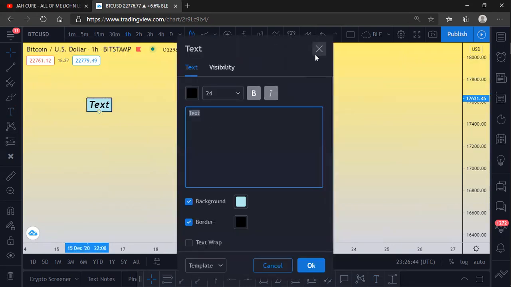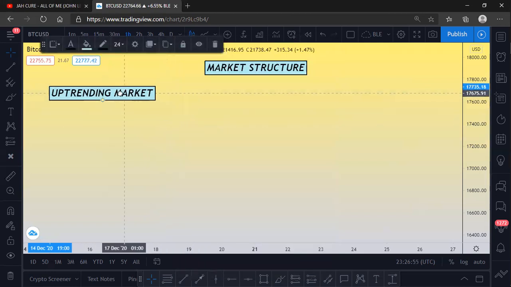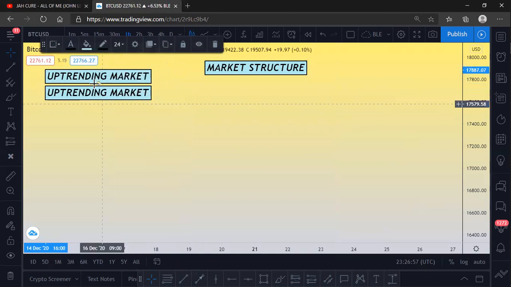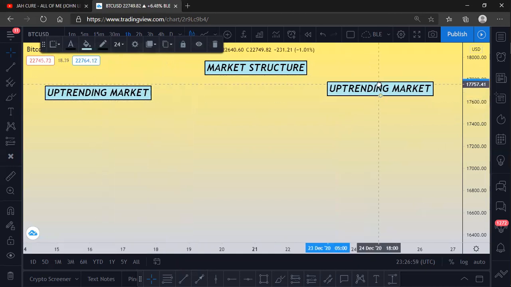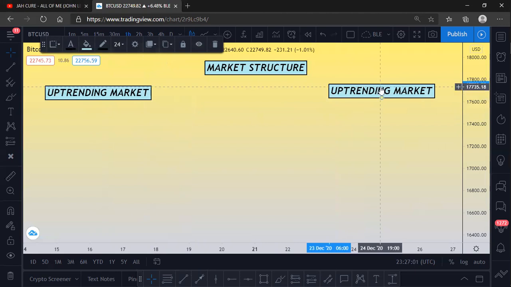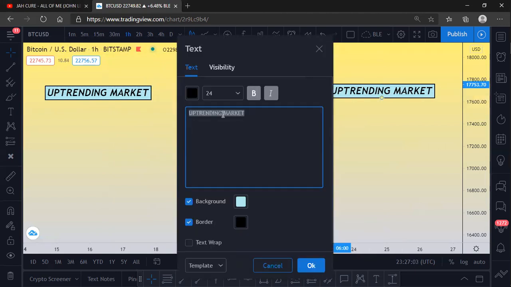Okay, so let me divide. The first one, we have the uptrending markets. All right, so we have the uptrending market. Then on the other side, we're going to have the downtrending, right? Yes, sir.